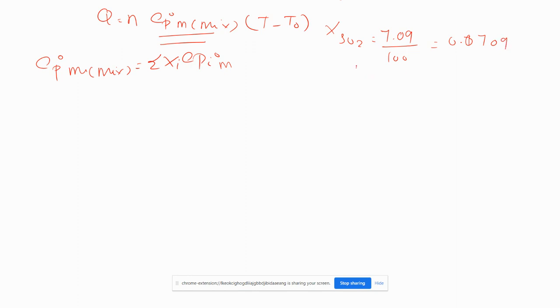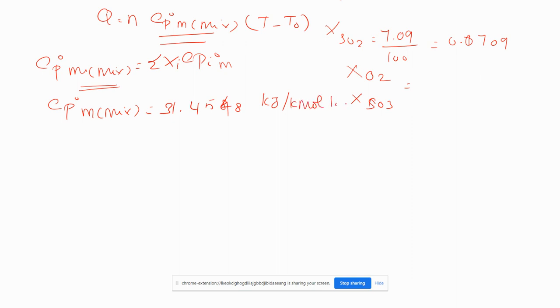The next is to find x O2 and x SO3. Then find Cp naught m mix. When you substitute the sigma xi Cp naught i m, you will get the Cp naught m of mix value as 31.4548 kilojoules per kilomole Kelvin.